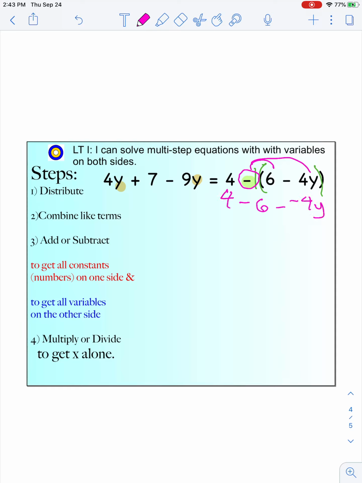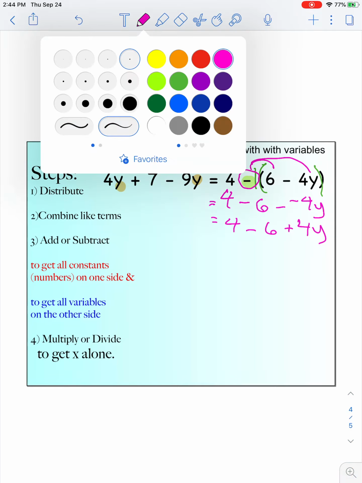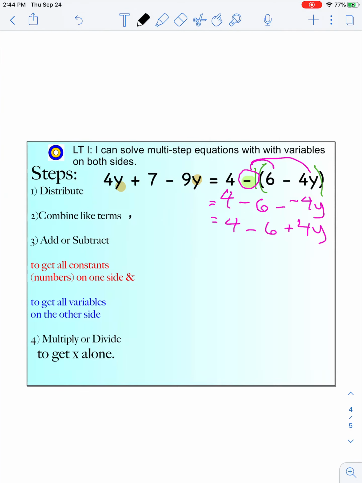So now what I have on the right side is 4 minus 6 minus a -4y. And if I simplify that, that would be 4 minus 6, but now I have plus 4y. Okay, so that's that side. I'm going to go ahead and rewrite the other side that I didn't really do anything with yet. So I have 4y plus 7 minus 9y.